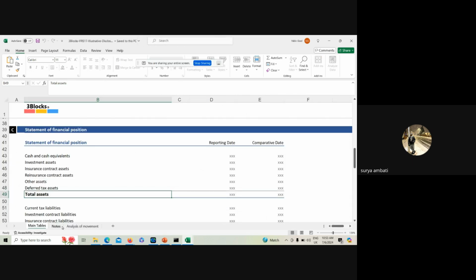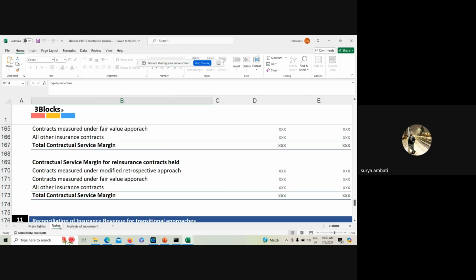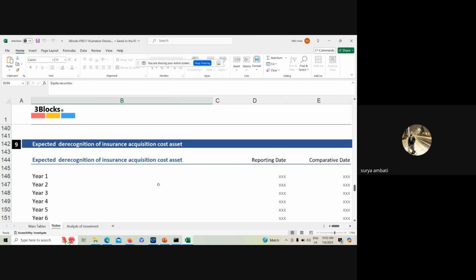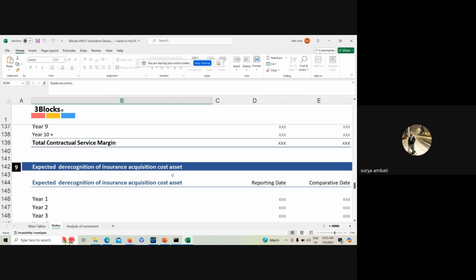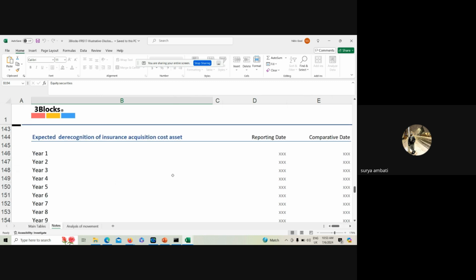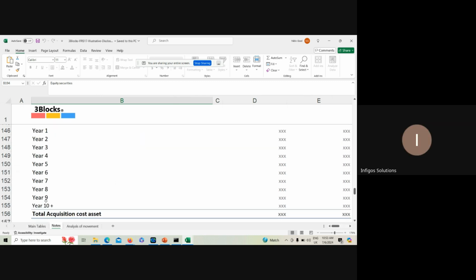In the financial statement or balance sheet, which component, I mean, total asset means which one do I have to take? It will be like this. Year one, two, three. Year 1 to 10, it can be up to year 20.